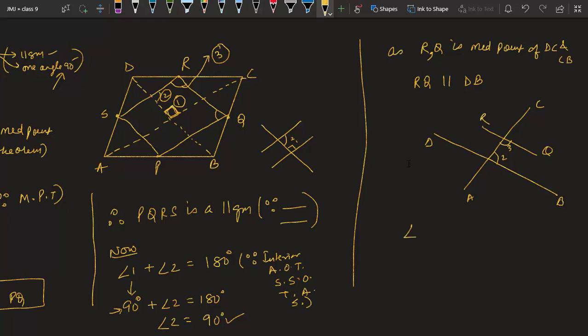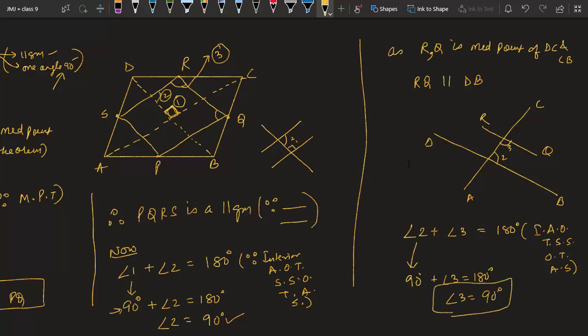Again we can say the same thing, angle 2 plus angle 3 is equal to 180 degree. Same reason, interior angles on the same side of transversal are supplementary. And this time, because we have proved above, angle 2 is 90 degree, plus angle 3 is equal to 180 degree, that gives me angle 3 equal to 90 degree. Now we can say a parallelogram with one angle equal to 90 degree is a rectangle. Therefore PQRS is a rectangle.